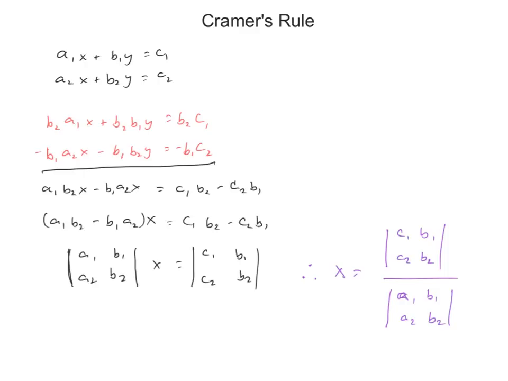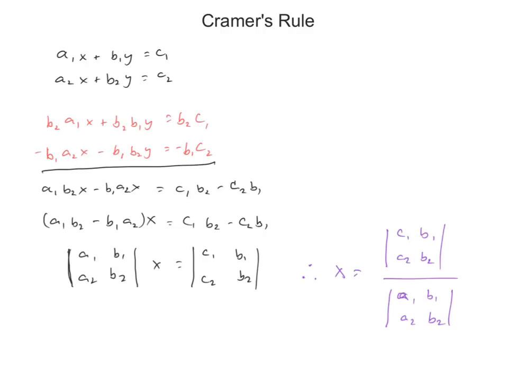You're going to see some letters. We're going to eliminate the y. I'll do that by multiplying the top equation by b2 and the bottom equation by negative b1. When I multiply the top equation by b2, I get this right here, and when I multiply the bottom equation by negative b1, I get this. Keep in mind you'll see the order of the letters switch. That's okay because we're dealing with multiplication; 2 times 3 and 3 times 2 are all the same.